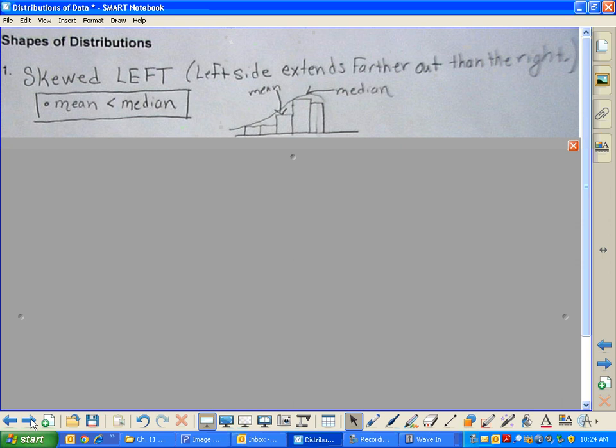So again, a skewed left graph is where the left side of the graph extends out a little bit further than the right. And I drew some low bars to high bars. And you'll see that I put the mean in the middle bar, and I put the mean in the bar above that. I'm sorry, the mean in the middle bar, the median in the bar above that. I need to talk about that for just a minute.